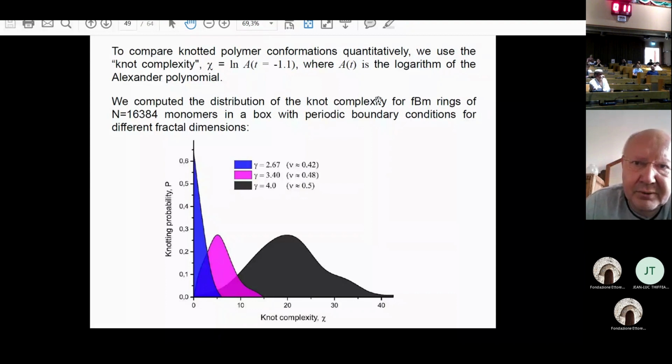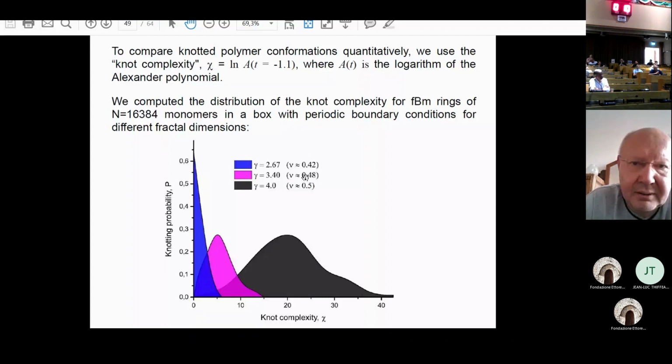So what we can see. We computed the distribution of knot complexity for fractal Brownian rings of length about 16,000 monomers in a bounding box with different fractal dimensions. Let me start from black to blue. When the exponent is 0.5, this is the standard random Brownian motion. You see that the distribution of knots is very broad, and there are many knots with sufficiently large complexities. When we decrease the exponent, we cannot go exactly to 1/3 because it takes a very long time, but the tendency is seen.